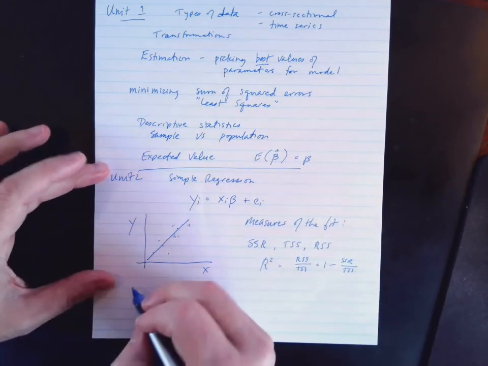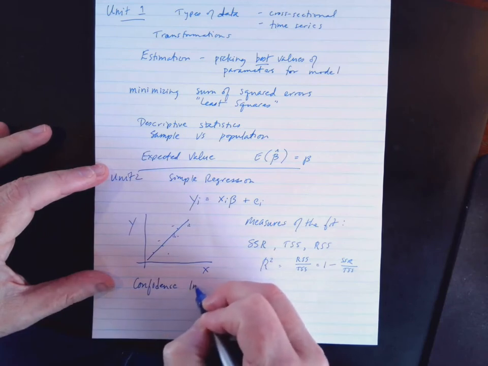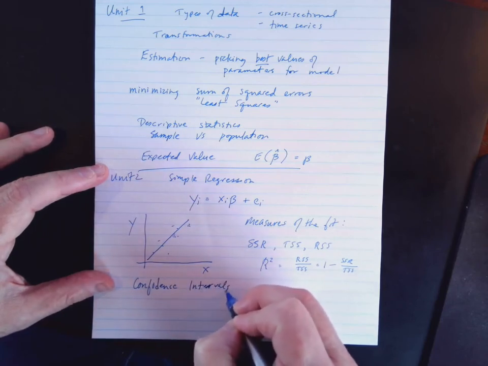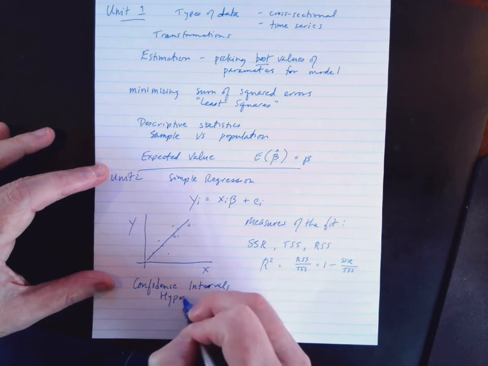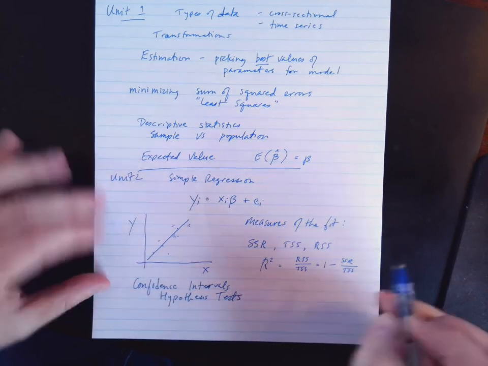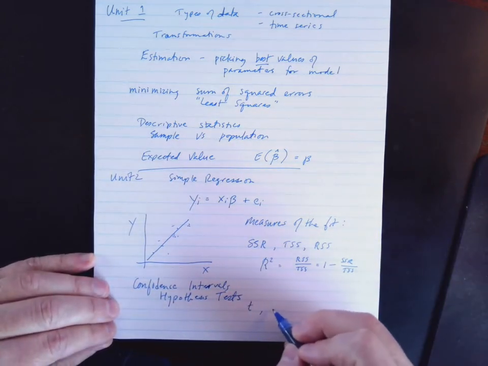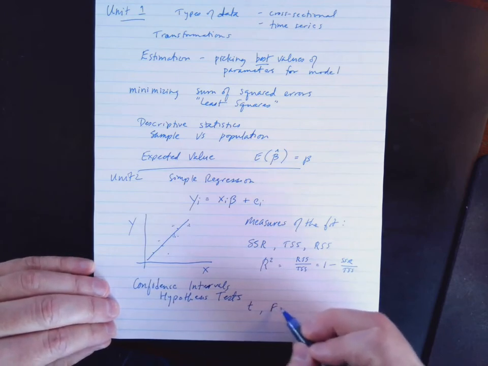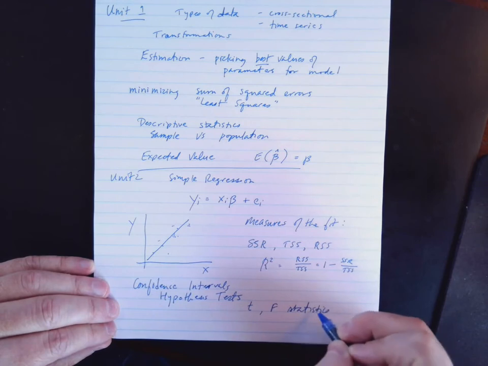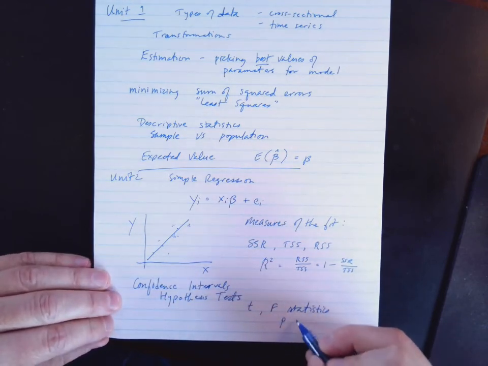It was at this point that we also introduced confidence intervals and hypothesis tests, and briefly introduced T and F statistics. So we actually covered quite a bit in that unit, and also p-value.